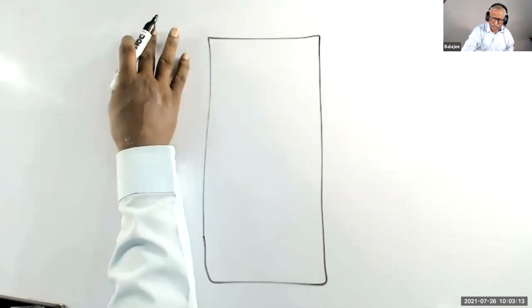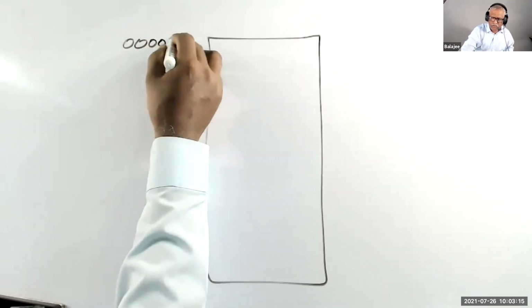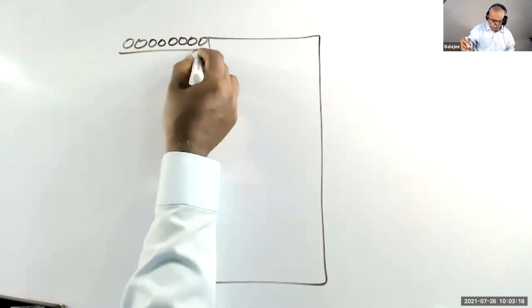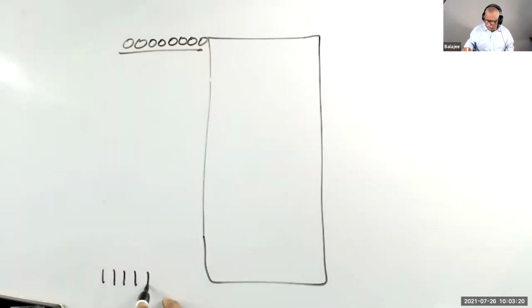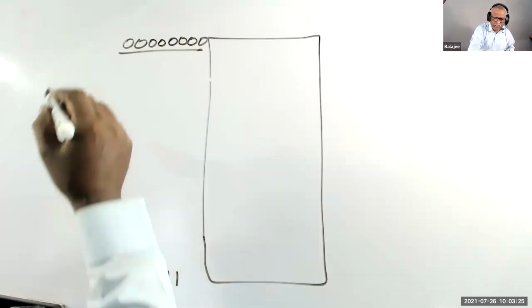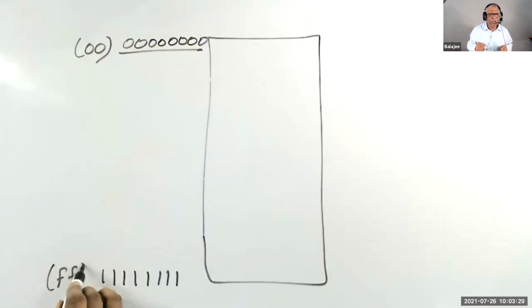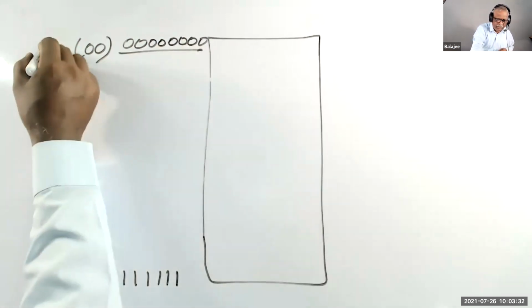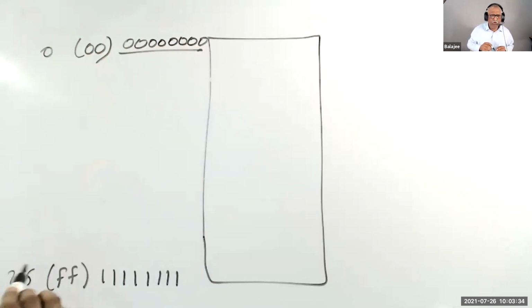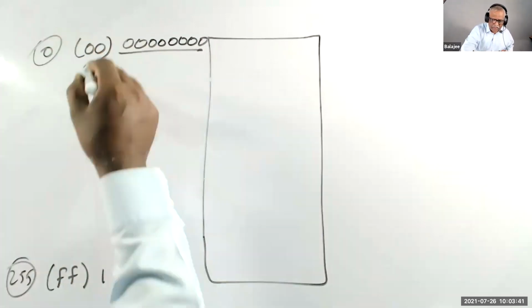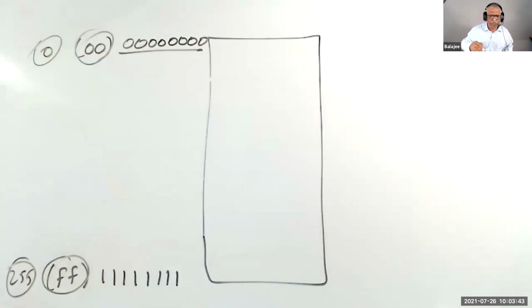0, 0. That is binary, and 1, 1, 1, 1. Am I right? So this is in hexadecimal 0, 0, and FF. In decimal, it is 0, 255. So I can represent it anyway. For you to understand, I write 0 to 255 because humans use decimal. The short form of binary is 00 to FF. The actual representation is this.